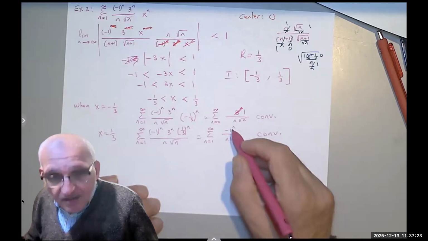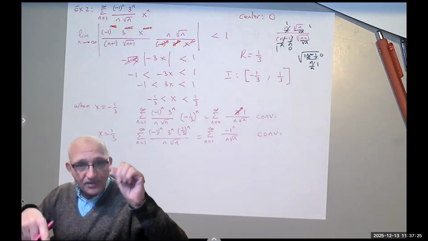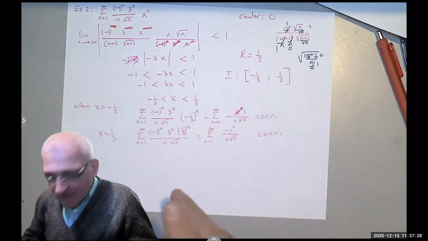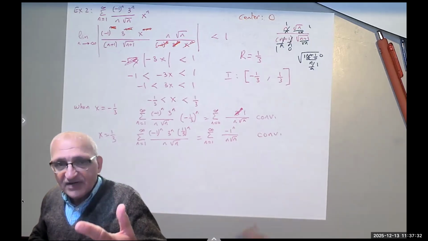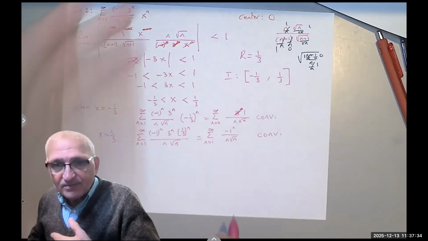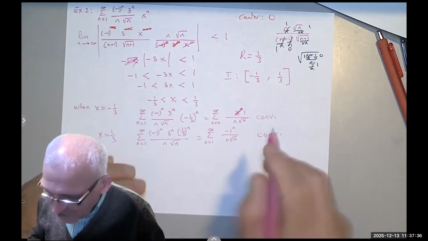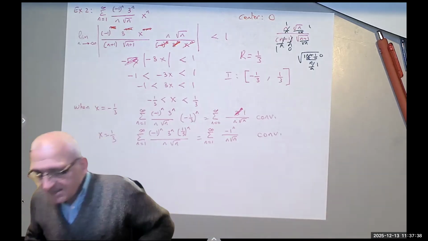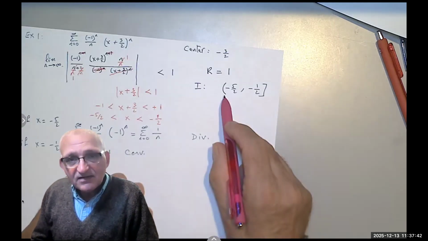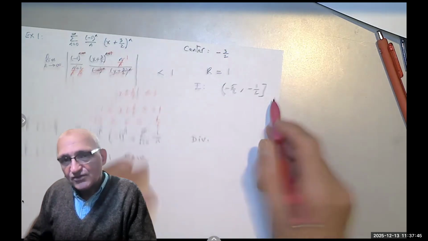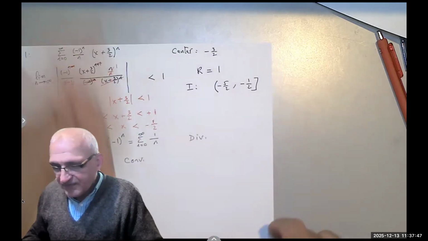Okay, this will keep alternating negative 1, positive 1, negative 1, positive 1. That's fine, but the bottom will go to infinity. So whether you divide 1 by infinity or negative 1 by infinity, you will get 0, so it converges. So in this case, both converged. In the previous case, the left-hand side diverged, the right-hand side converges, meaning this one was out of the interval, this one is in the interval.